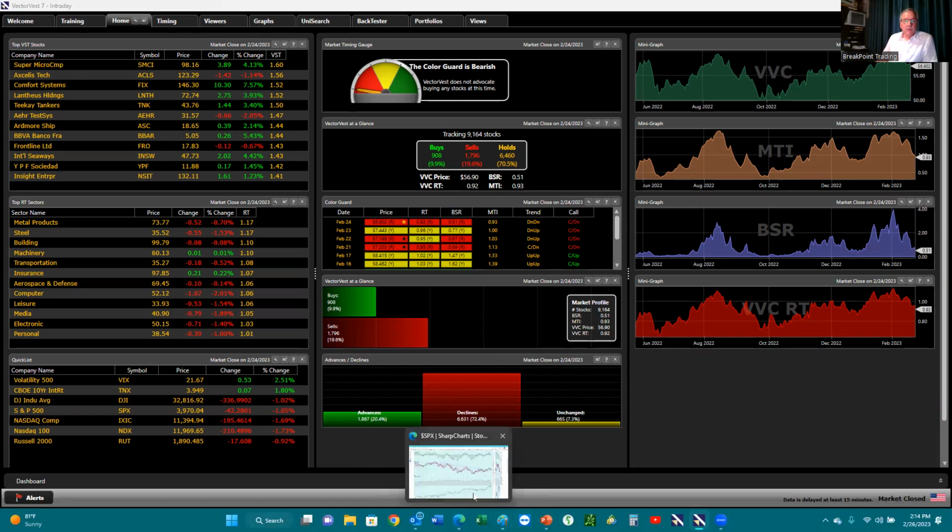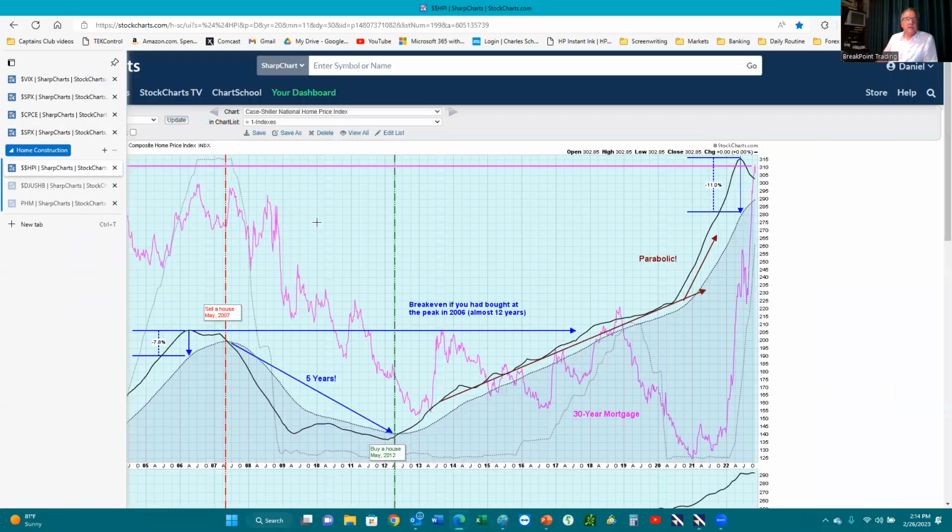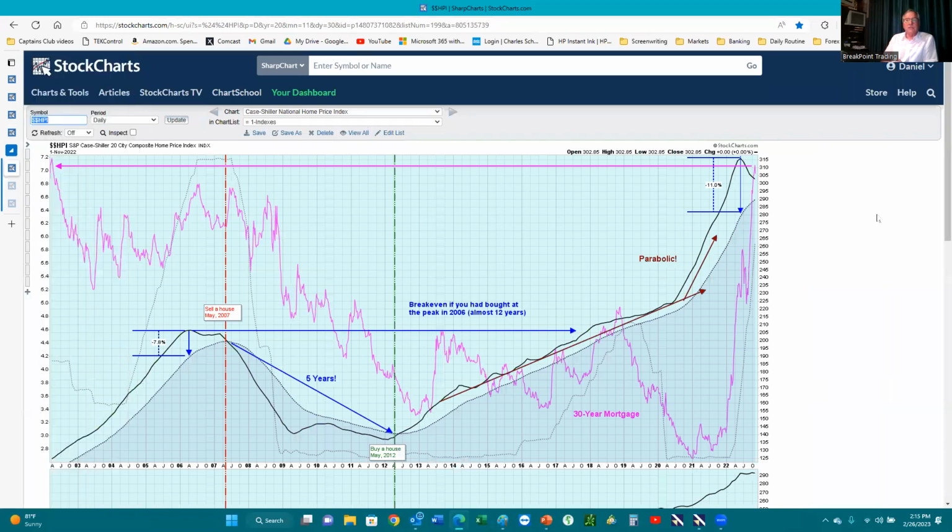One last thing I want to bring up here before I forget is something probably near and dear to most of the folks on this channel. This is the Case-Shiller Composite Home Price Index. This goes back 21 years. What you'll notice, I put a 21-day moving average, which is essentially the reversion to the mean. You'll notice when the price got the furthest away from the 21-day, it was 7.8%.